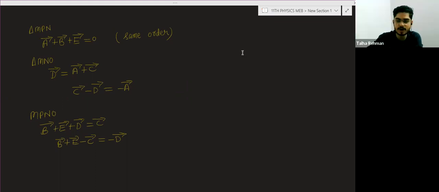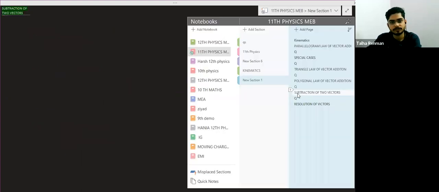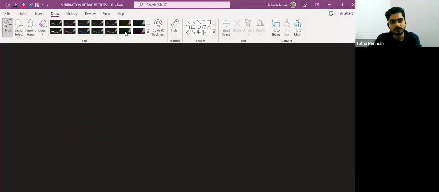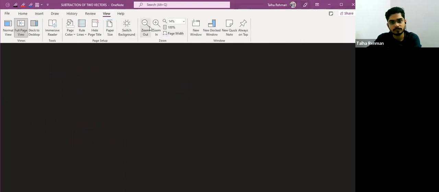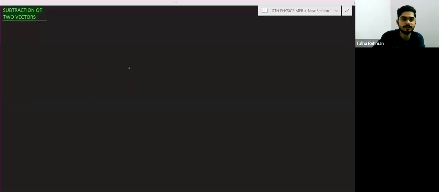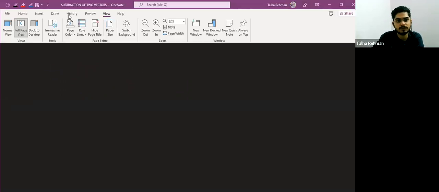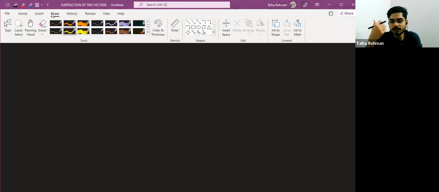So now I will discuss the subtraction of the vector. There is no subtraction in the vector. Instead of subtraction, we will reverse the direction of the vector and add both the vectors. This will become the subtraction of the vector.